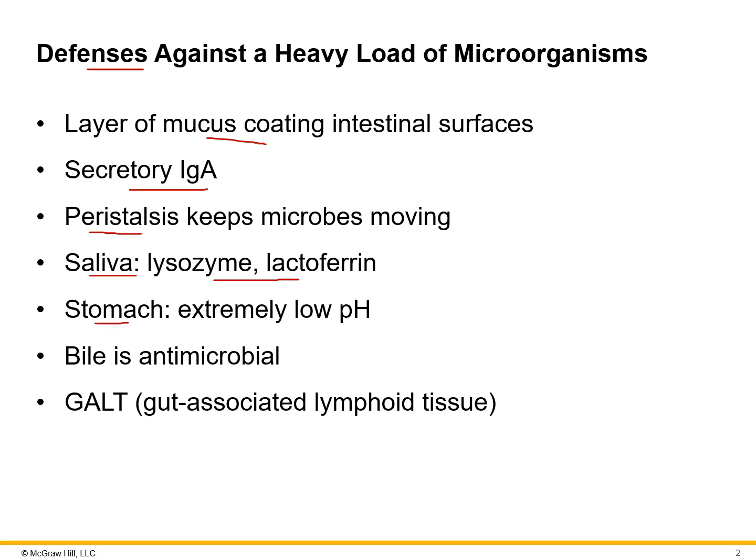In the stomach, the acidic levels, so very low pH, make it hard for a lot of microbes to survive and/or reproduce. Bile that gets released from our gallbladder and then enters into the GI system is antimicrobial, has a lot of properties that prevent microbes from growing. And then also our lymphatics. We've mentioned different types of secondary lymphoid tissue. The gut-associated lymphoid tissue provides that lymphatic association to help identify microbes as well.